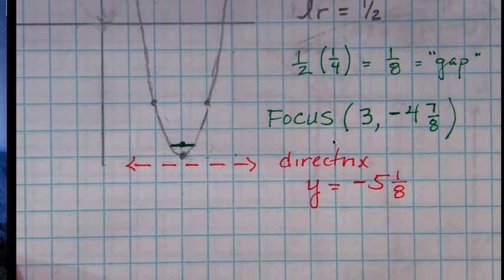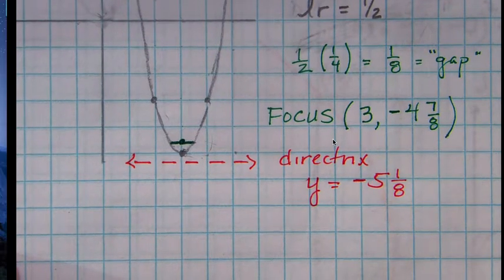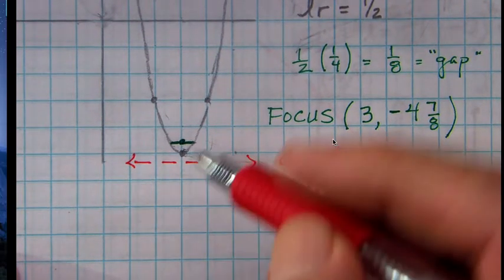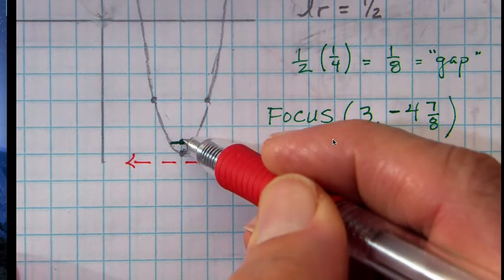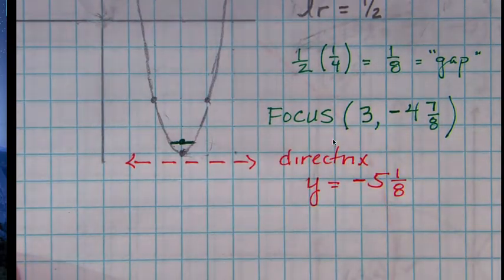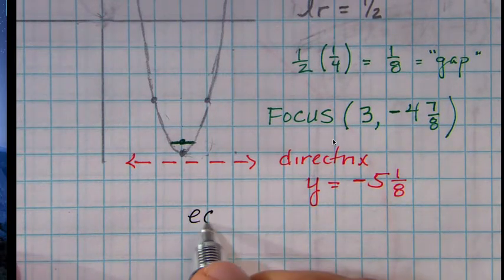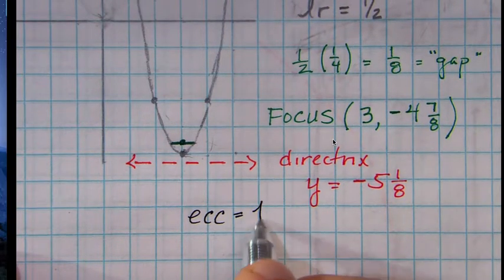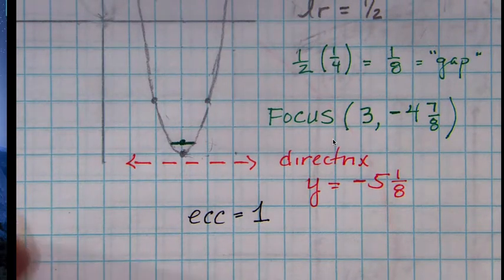Again, using the relationships that were talked about in the previous videos. And of course, the eccentricity, point to focus, point to directrix, is a 1-to-1 ratio. So let me put that down as well. The eccentricity, as it is for all parabolas, is a 1-to-1 relationship.